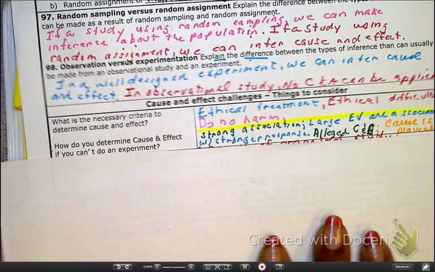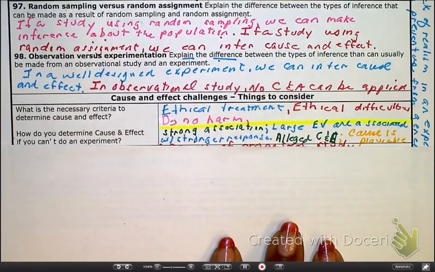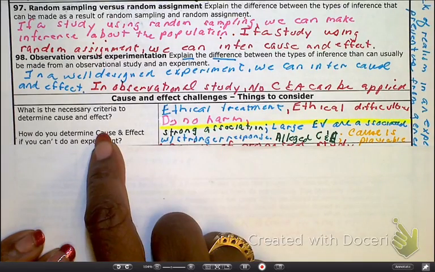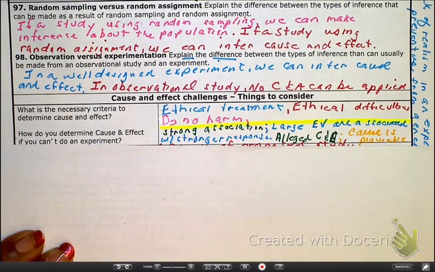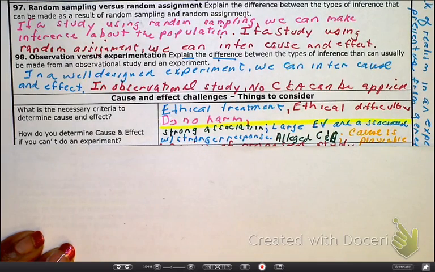Now, we've talked about this before, the idea of ethics. What is the necessary criteria for determining cause and effect? It's got to be ethical treatment. You're not going to give a sugar pill to somebody that you know needs to have metformin, which is for diabetics. You're not going to say, oh yeah, well, let's see if this medication is going to work for you. No. You don't give them a sugar pill. You don't give them a fake pill.